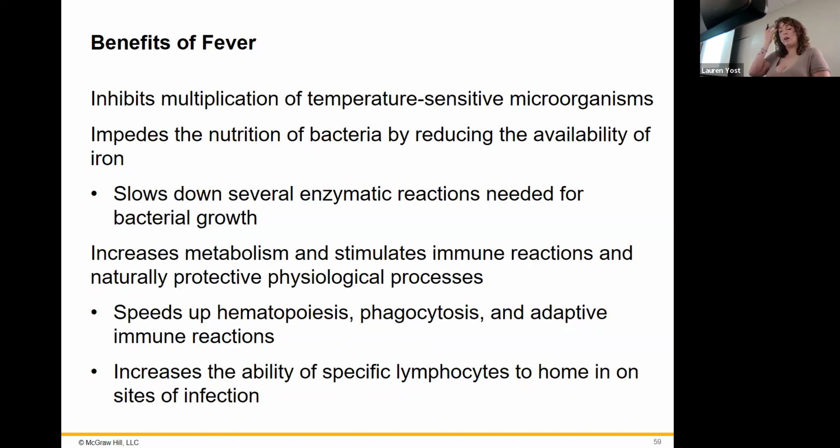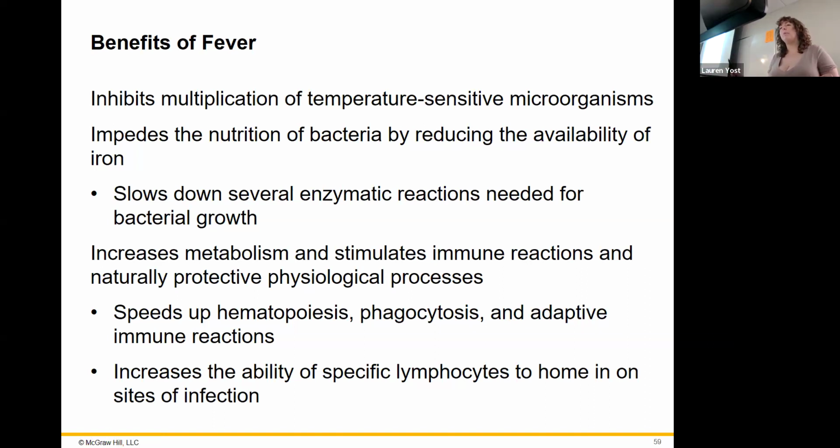What does fever do for us? What's the benefit of a fever? It inhibits multiplication of temperature-sensitive microorganisms, which a lot of them are, surprisingly. It impedes the nutrition of bacteria by reducing the availability of iron. It involves production of something like lactoferrin that basically hoards the iron away so the bacteria can't have it, and they need it for growth.